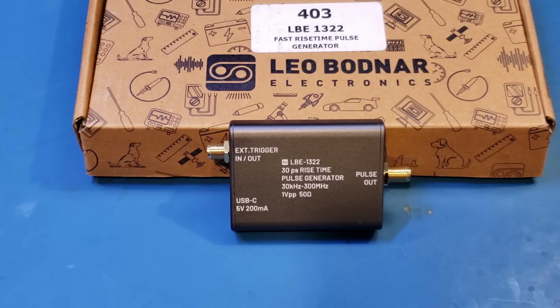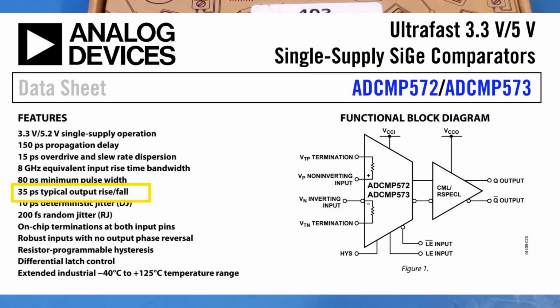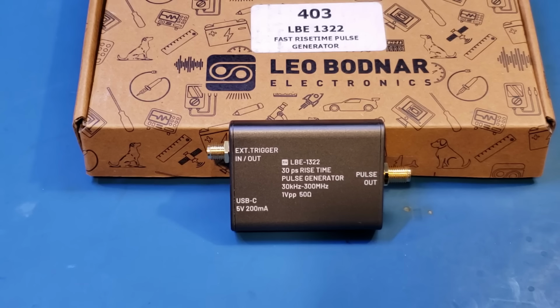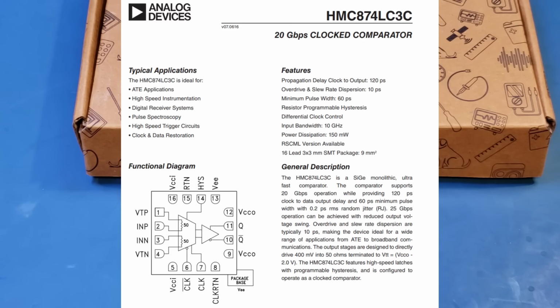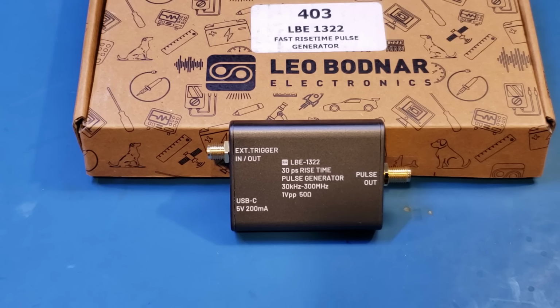The Bodnar pulse generator relies on ultra-fast comparators available on the market. They use Analog Devices AD-CMP572, which has a typical rise time of just 35 picoseconds. There are comparators even faster than the AD-CMP572. For example, the HMC874, which has a rise time of just under 20 picoseconds. But it is also 8 times more expensive than the AD-CMP572. So using the Analog Devices AD-CMP572 is definitely a balanced choice.